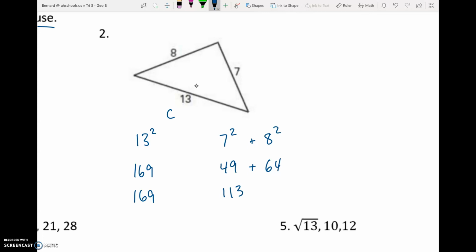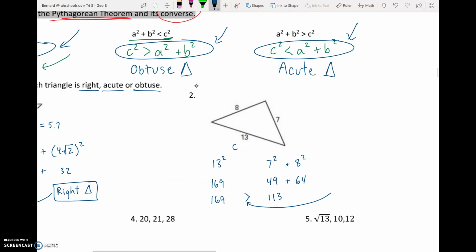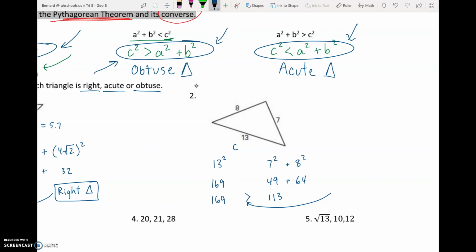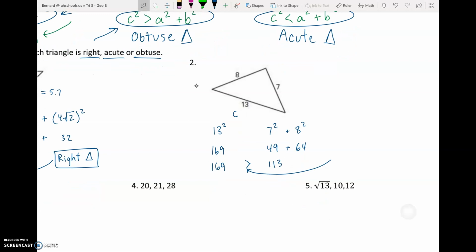This time we can definitely see 169 is greater than 113. And so when C squared is greater, that's like the second situation. So that gives us an obtuse triangle.